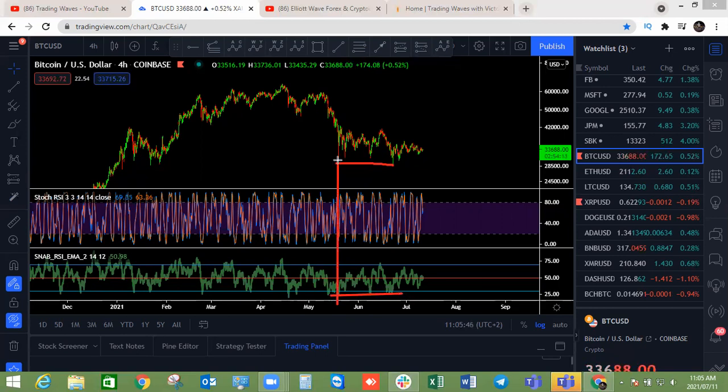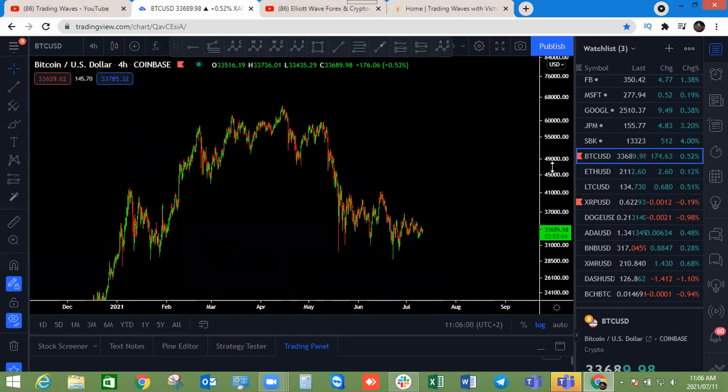So this has made a new low here, but the RSI has made a new high. And since then, the RSI has been making a move to the upside. Does this mean that all the 5 waves have completed? That remains to be seen. So this is the 4th wave here that we were looking at.